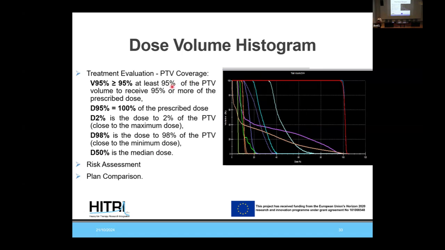This is about the PTV coverage. For the organs at risk, I cannot tell the constraints, because every hospital, every department has its own constraints. They are following some guidelines, maybe QUANTEC, maybe RTOG. So what I want to say is we are checking the organs at risk. We are checking the score. We evaluate if it's okay to be delivered. And we can use different DVHs with different plans. So for a comparison, it's very important.